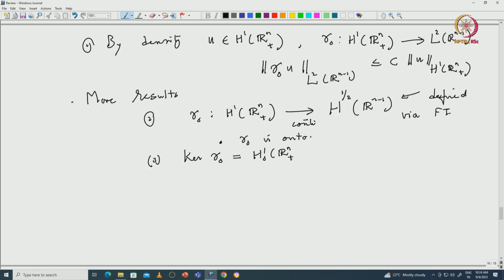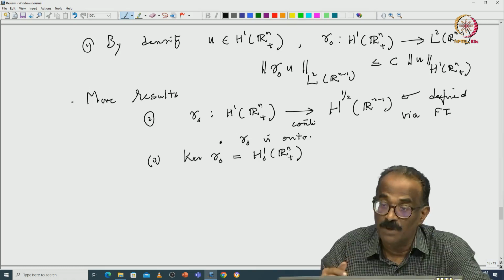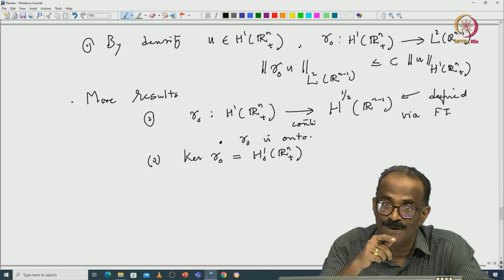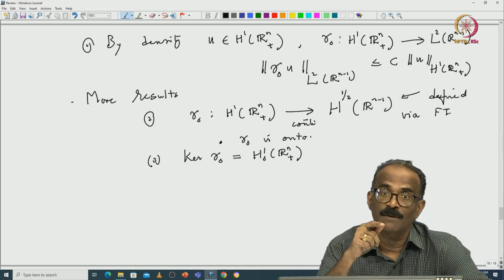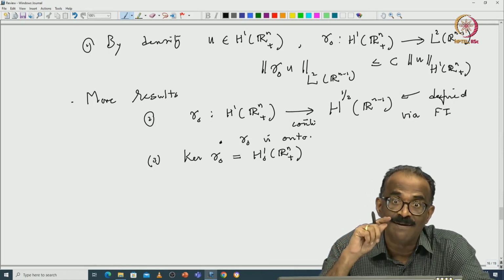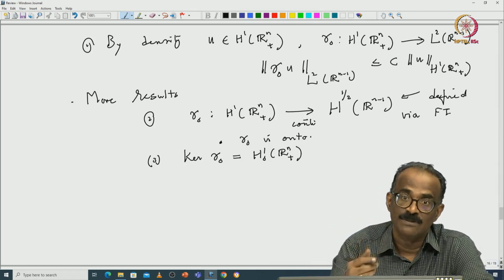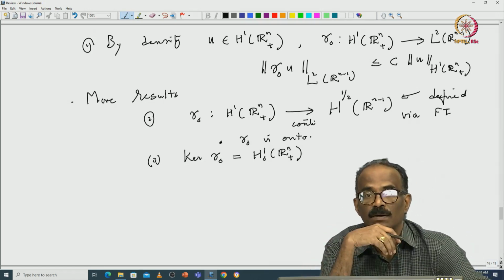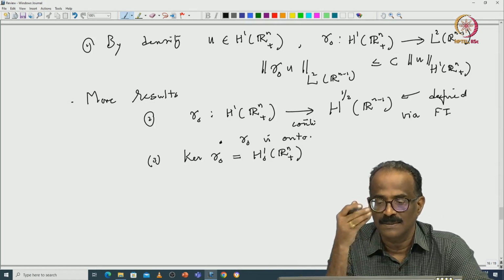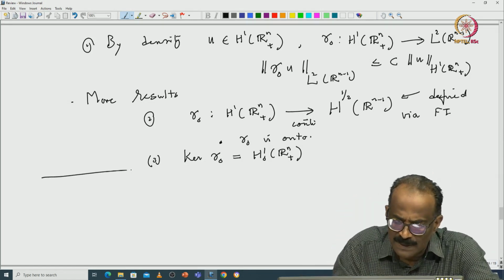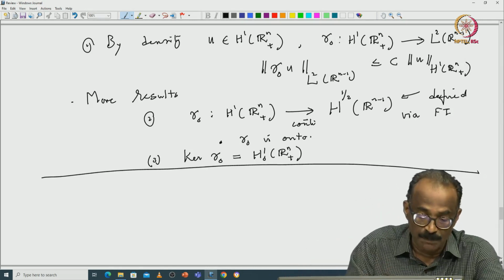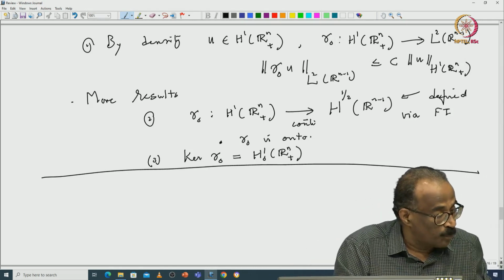This is very interesting in the sense that if gamma naught of v equals 0, then v can be approximated by smooth compactly supported functions in R n plus. These are all things we have already discussed and given the proofs for in the last set of lectures. So, let me write it here. The same thing can be extended for other domains omega.